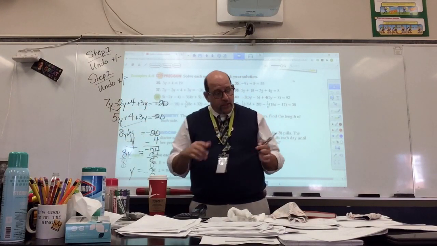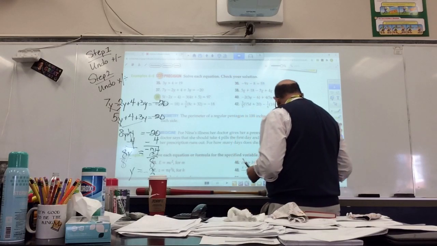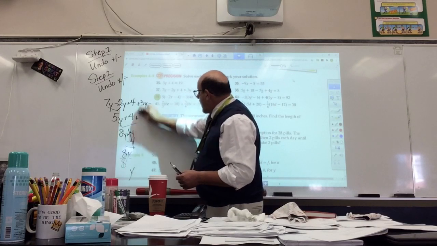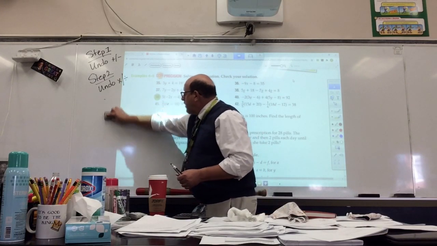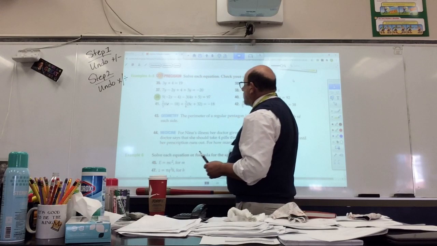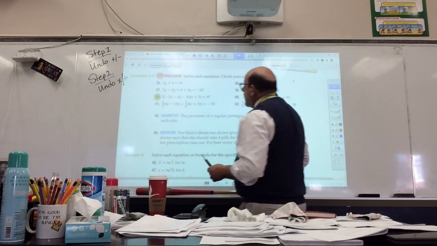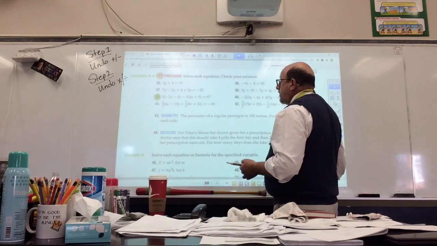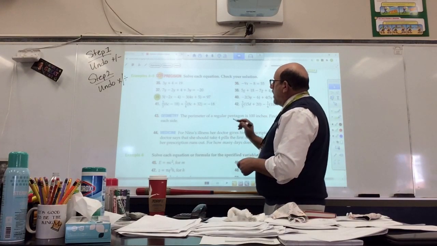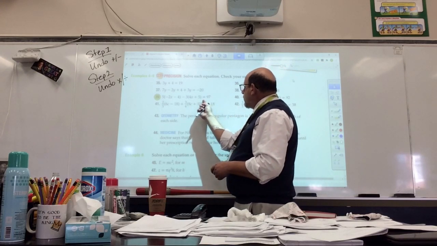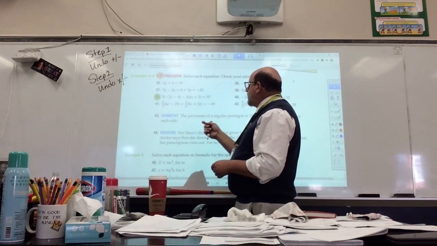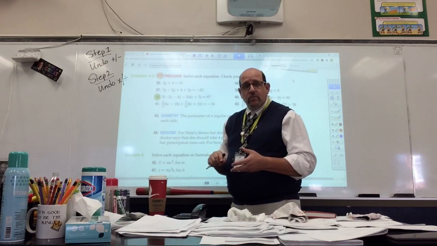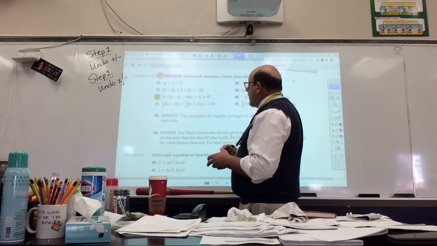The third piece with this is perhaps there's some distribution before you even get a chance to combine like terms. So if you have a problem that looks like number 39, well, then you're in big, big trouble, right? So you're going to have to distribute first, and then you're going to have to combine like terms. Then you'll be into two-step equation mode, and everything will be great.